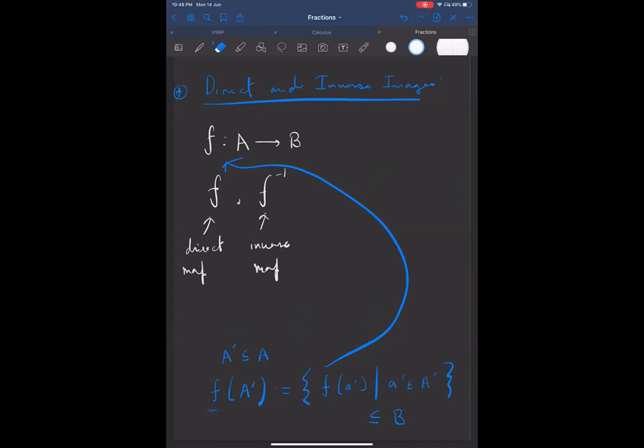Okay. So like here is, let's say A, and here is, let's say B. Here's A dash. So this A dash is mapped to something here, right? And these elements map here and here and so on. So take all these points here, which came from this subset of A, that is A dash. All these points here is F of A dash, which is the direct image of A dash. This is called the direct image.